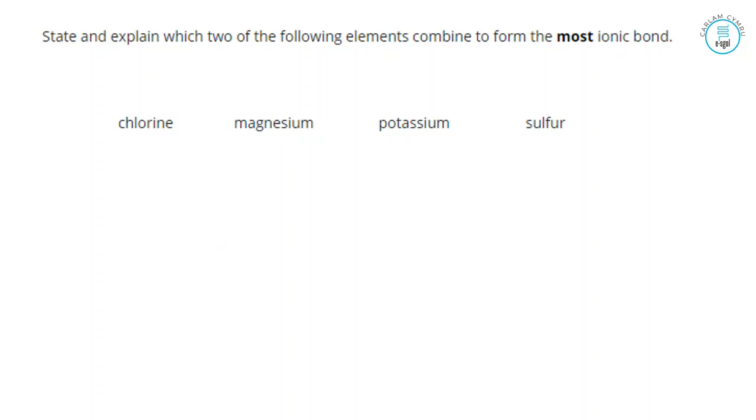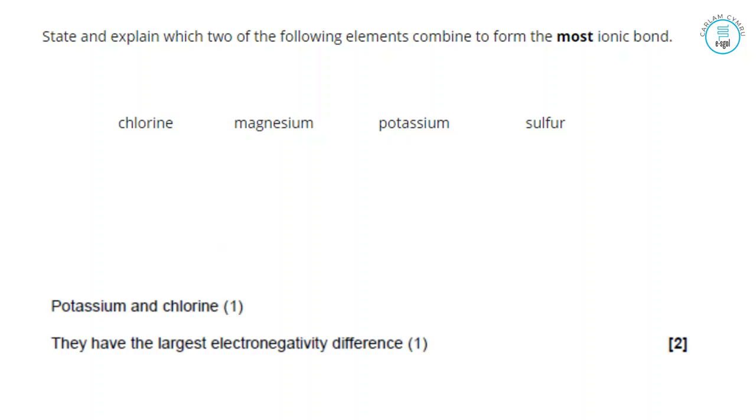State and explain which of the two following elements combine to form the most ionic bond. So hopefully you know that potassium, not potassium, sulfur and chlorine would actually be covalent in nature. So we've got the choice here. It's something that's going to bond together, a metal and non-metal, to be ionic.